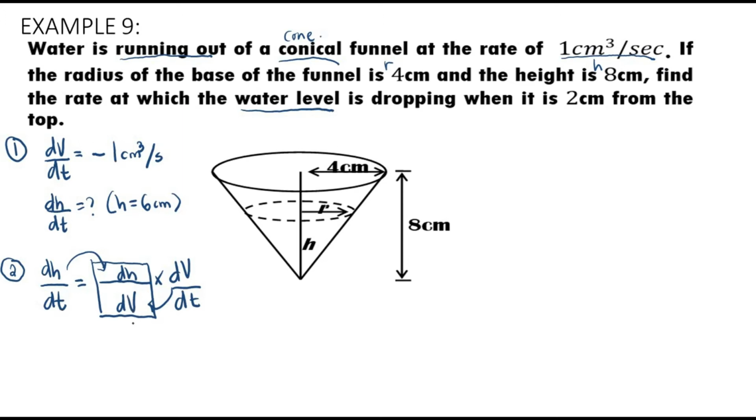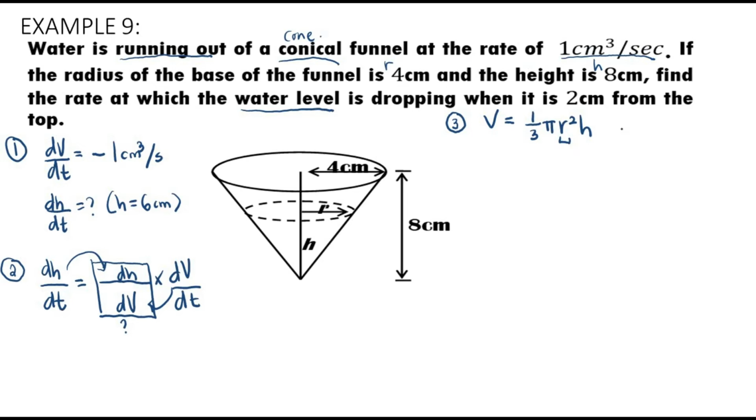So dH over dV is basically our volume equation with respect to height. Means that we have to use volume of cone. So proceed to our third step. We want to find our dH over dV. Based on the general formula of cone, the volume would be 1 over 3 pi r squared h. But now we have a problem because we have an r variable here. Because we want to find dV over dH, we have to eliminate our r terms here.